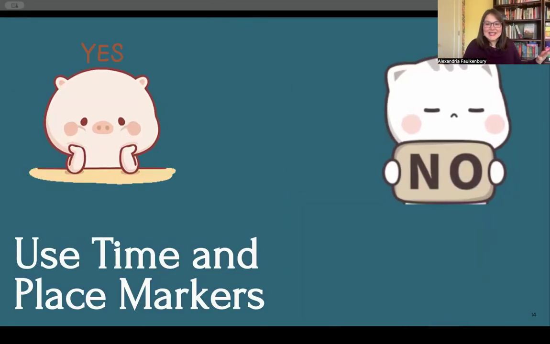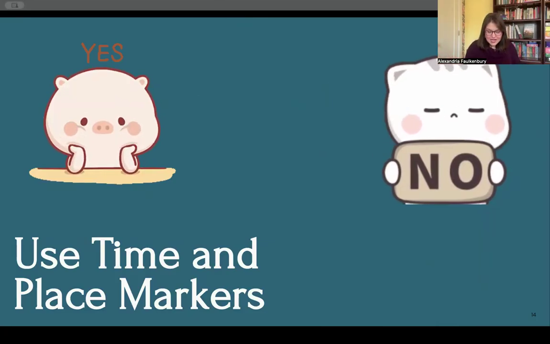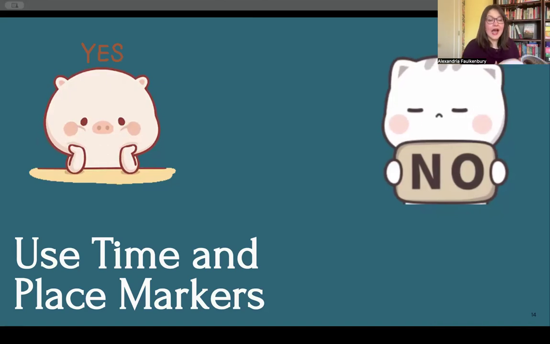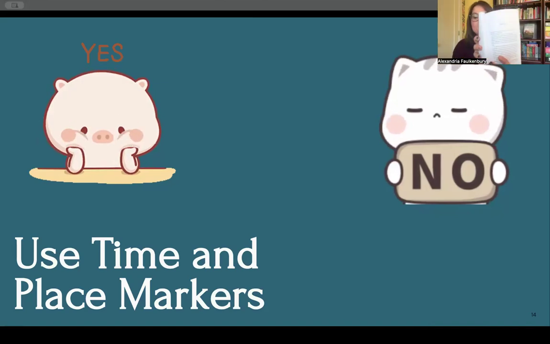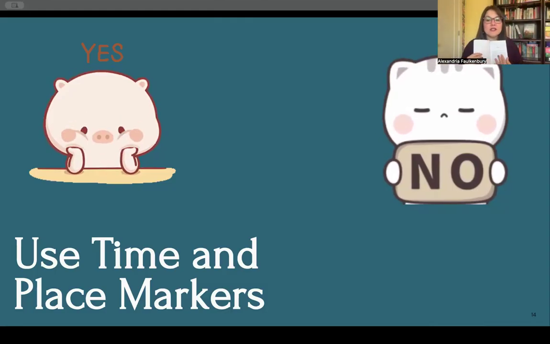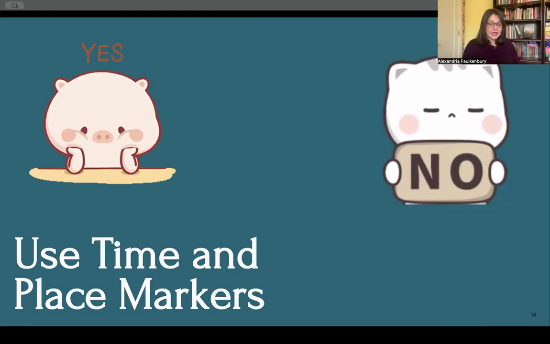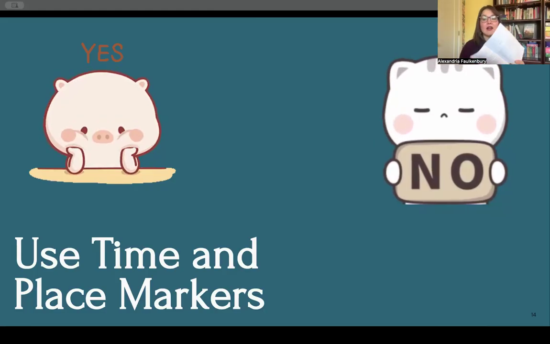Using time and place markers. You'll notice I put a yes and a no for this one because what's okay. So what I did is I delineated between the chapters just by their name. If it's a Teresa chapter, it's going to start off saying it's Teresa. If it's an Alice chapter, it's going to start off saying it's Alice. And then I also alternated each chapter.